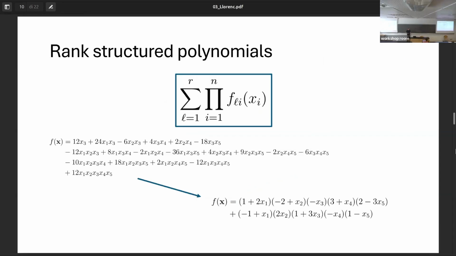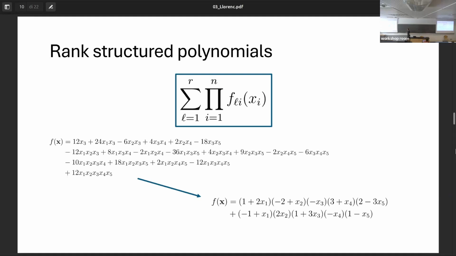Okay, so the polynomials we're going to deal with have this general form. You call it a low rank polynomial if this R is small. As you can see, these F's here will be univariate polynomials, and then we take a product of them for as many variables as we have. And then we add different components. Many of them. Okay.